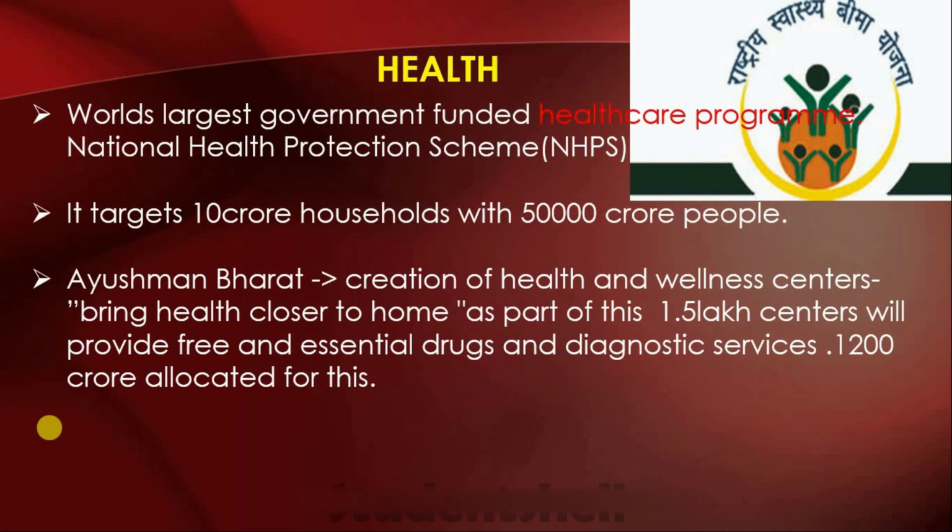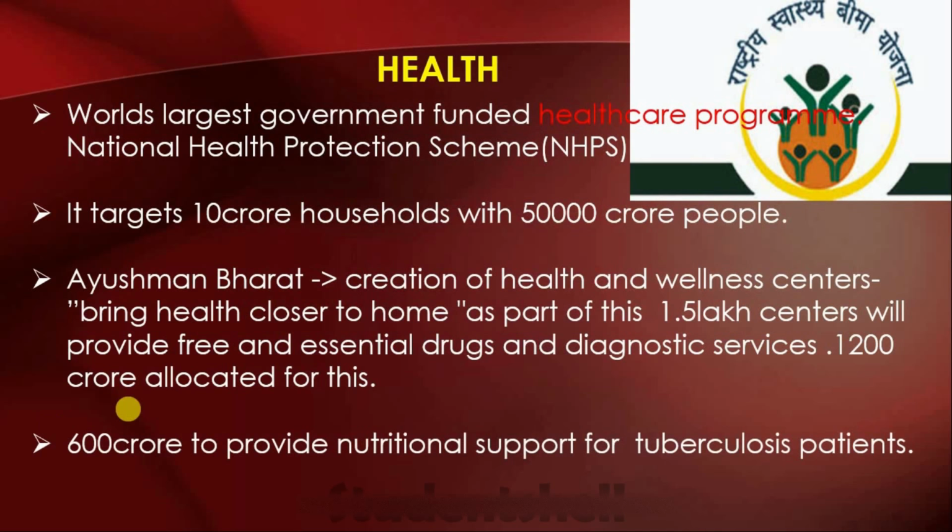Few of the industrialists hailed this initiative as this increases the life expectancy of the poor. There is another program called Ayushman Bharat. Under this, creation of health and wellness centers is the priority. So as a part of this, 1.5 lakh health centers will be provided free essential drugs and diagnostic services. The government allocates 1,200 crore for this.